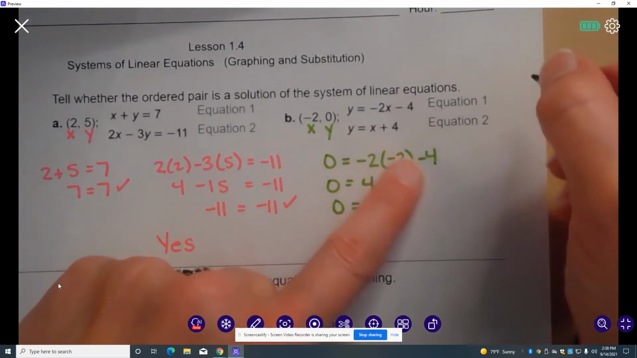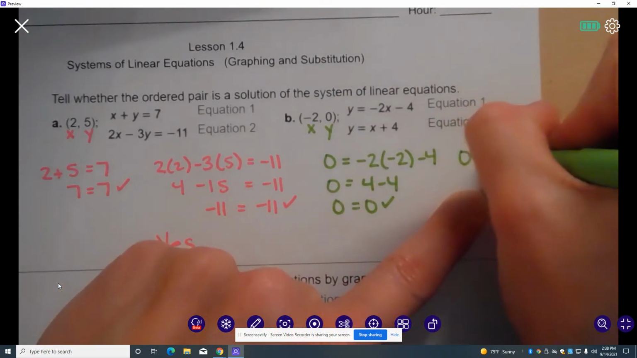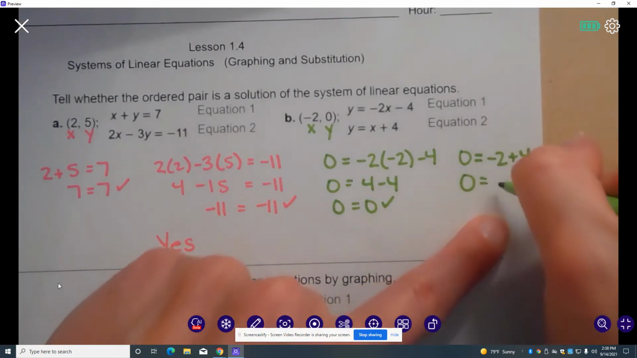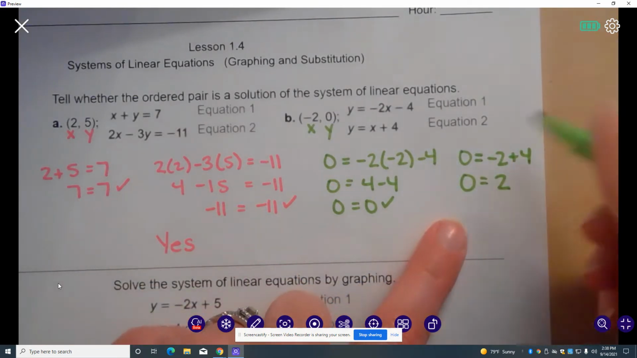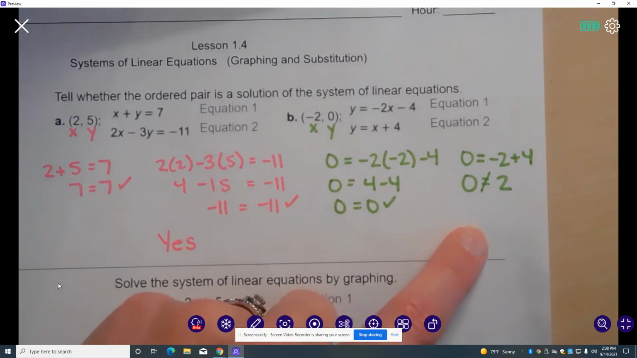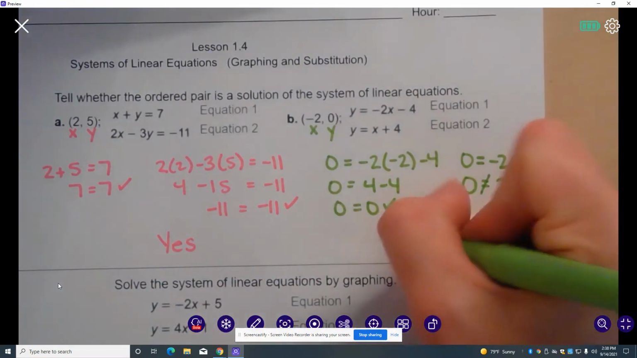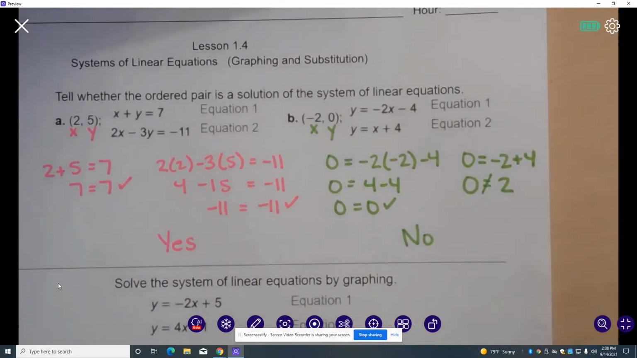Now I'm going to check the second equation. I'm going to plug 0 in for y and negative 2 in for x. This is not true. 0 is not equal to 2. So this ordered pair does not make the second equation true. So we would say no. This ordered pair is not a solution.